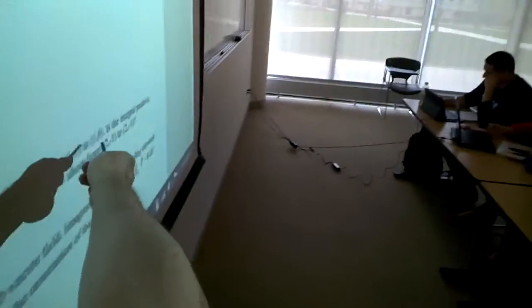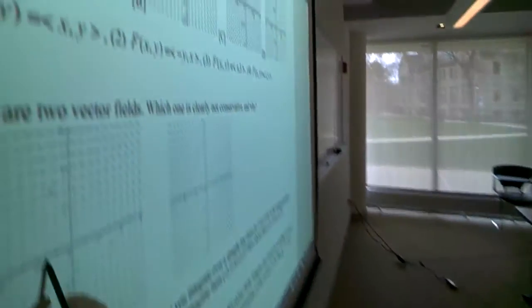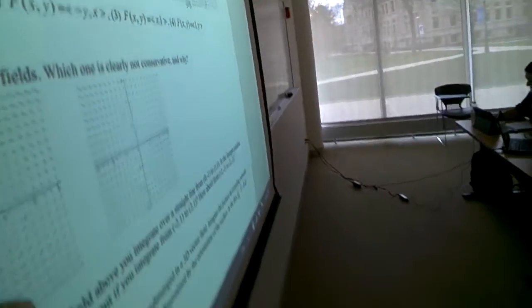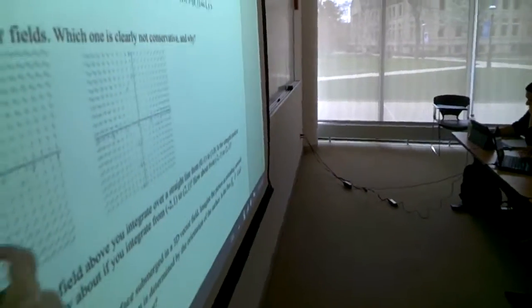Then I want to integrate from 0, minus 1 to 1, 0. 0, minus 1 is right here. 0, minus 1 to 1, 0. I want to go this way. Positive or negative?